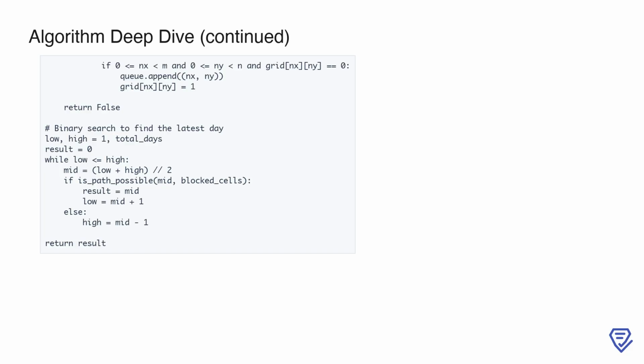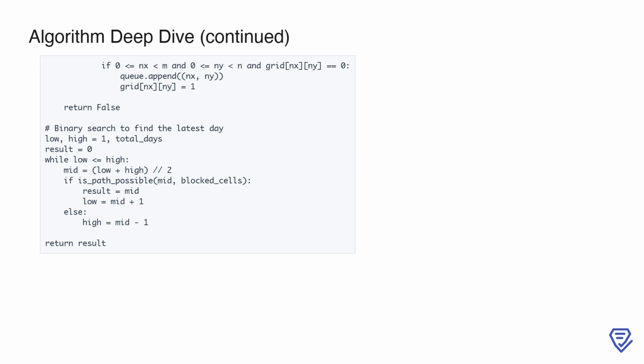With this helper function in place, we implement binary search to find the latest day with a valid path. We initialize the search bounds as 1 and the total number of days, and we maintain a variable to store the result. For each midpoint in the binary search, we call the path-checking function. If a valid path exists, we update the result to the current day and shift the lower bound upward to test later days. Otherwise, we move the upper bound downward to investigate earlier days. Once the binary search completes, the result contains the latest day on which a valid path exists, and this value is returned.